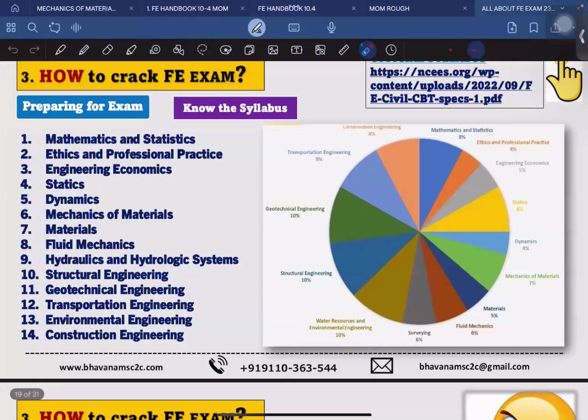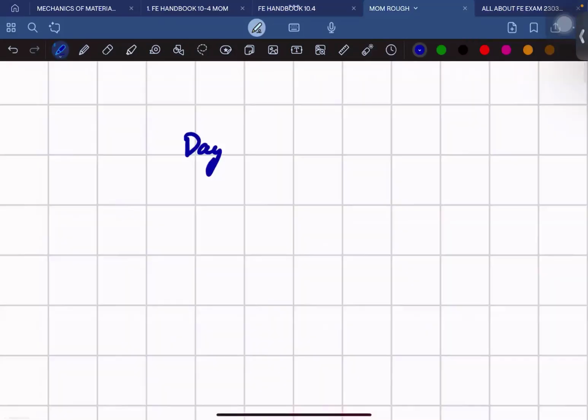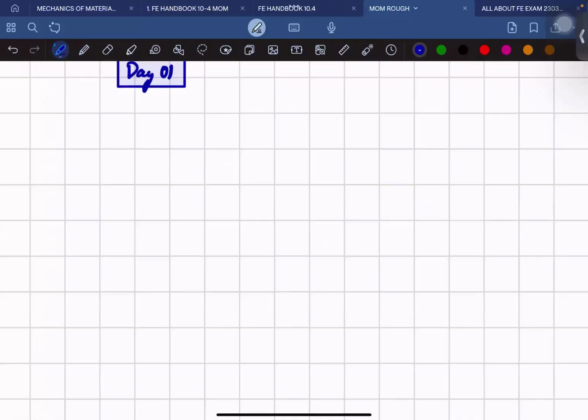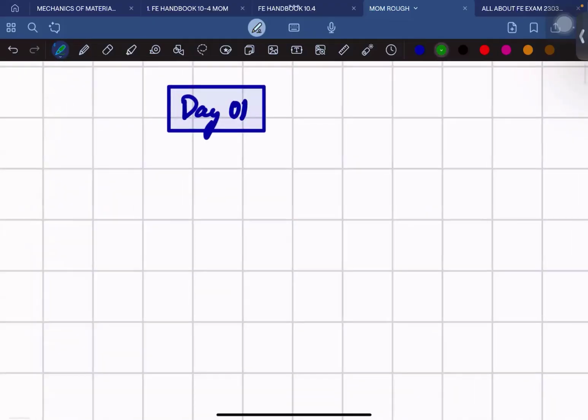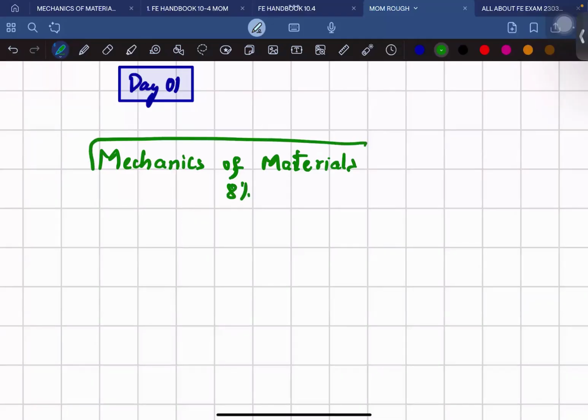So yes, let me open the rough page. So today is the first day. So day 1, fine. Likewise, every day, like in statics, what I was doing, I was writing on this rough page and sharing it. So mechanics of materials, which is having around 8% of weightage. Well and good.